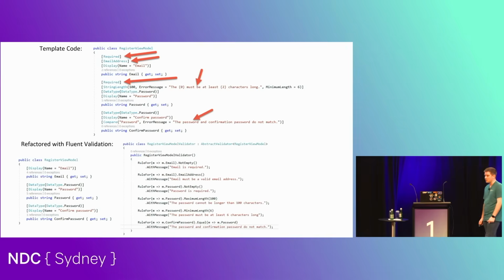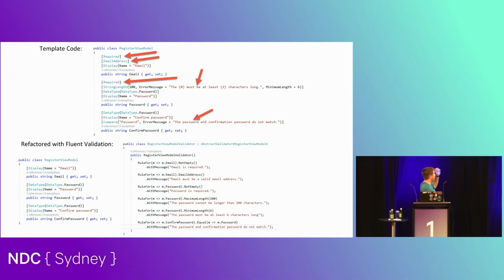So if you refactor that to Fluent Validation, your register view model gets a lot thinner, and then you can inherit from this abstract validator of the type of the thing you're validating, in this case, the register view model. And then you can create these different rules. So you can say, hey, email's not empty, and here's the message I'm going to give it. And you can localize all this stuff, as well as set, hey, anytime I use not empty, use this particular error message. You can do that in a global way too. But you can start chaining on these different rules.